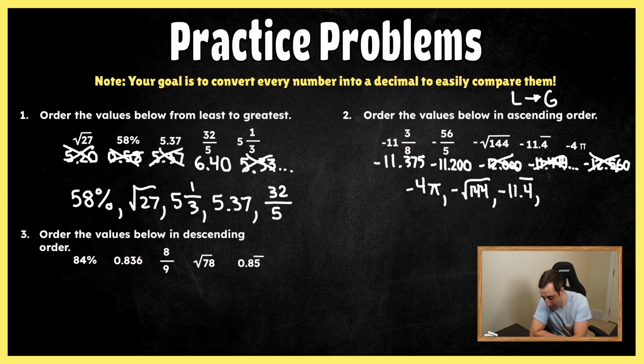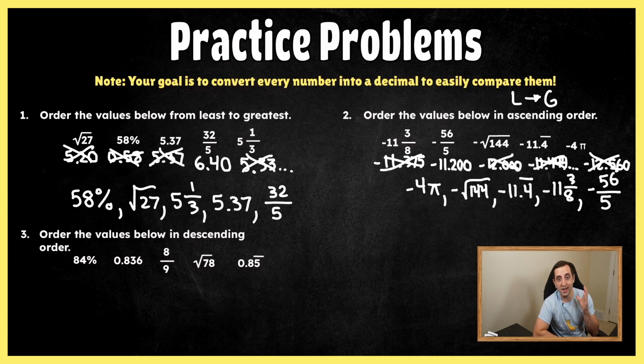Then we have negative 11 and 3/8. And then finally, the one that's the least negative, or technically the largest, because it's the closest to being a positive number, is the improper fraction of negative 56 over 5. If you got that one, nice job. Let's move into our final one.